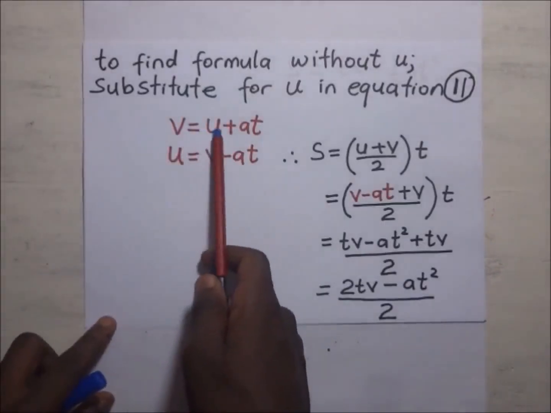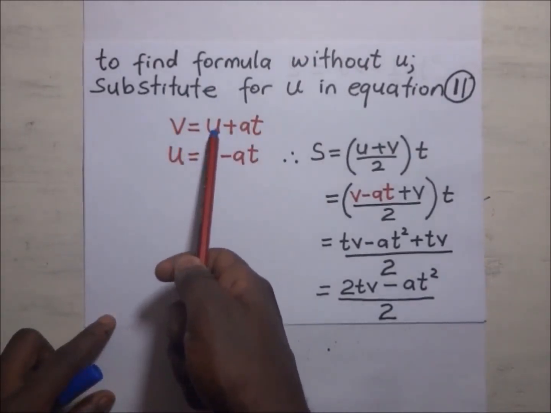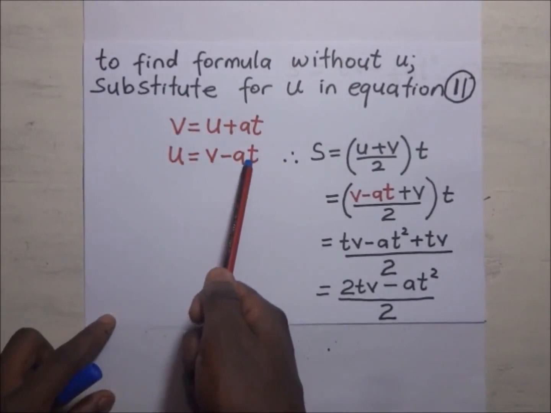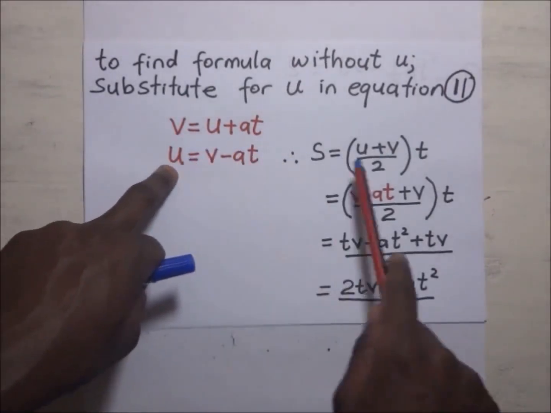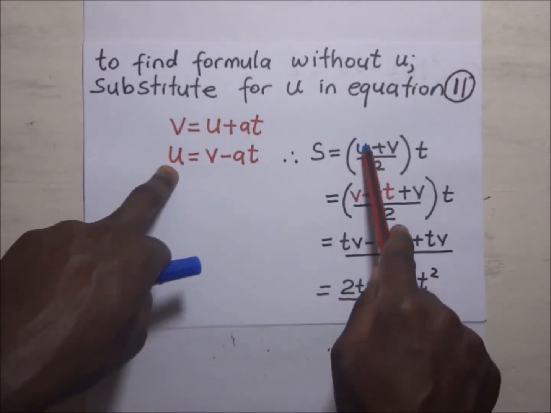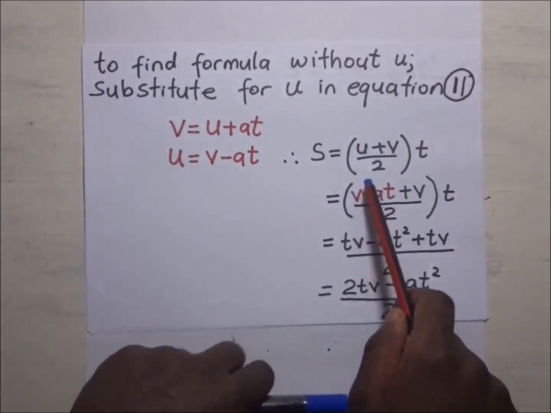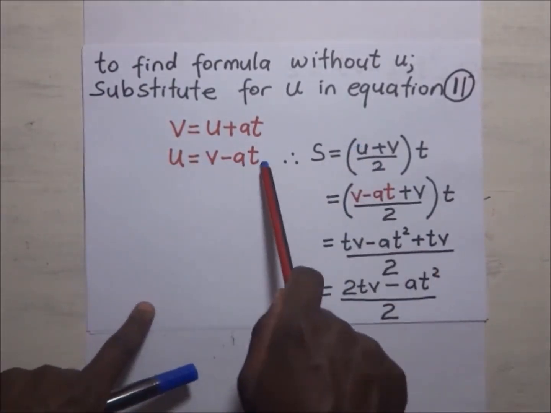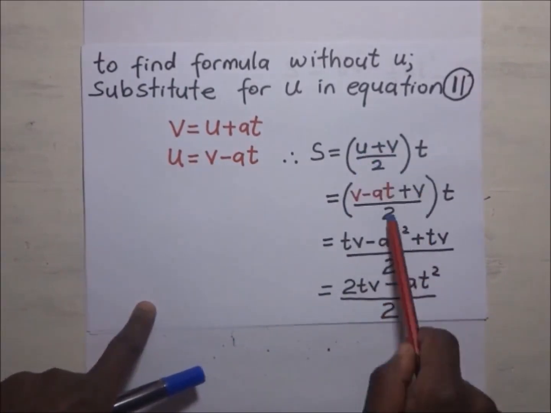Our first equation was v is equal to u plus at, and when we make u the subject of the formula, it's going to be v minus at. So we substitute this value of u in the second equation of motion, which is s equals u plus v, divided by 2, times t. We put v minus at in place of u, plus v, and divide that by 2.